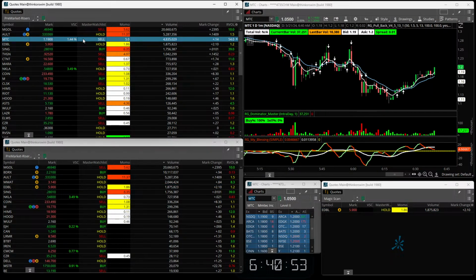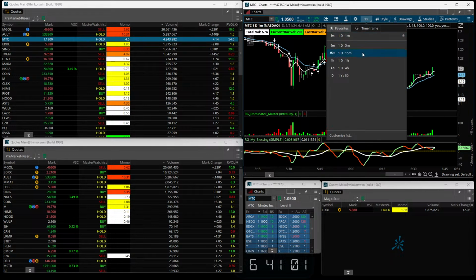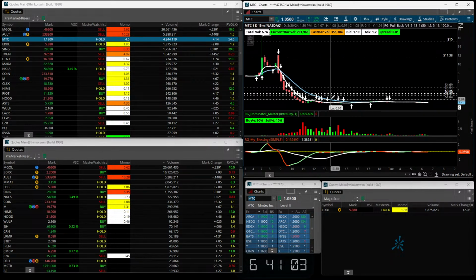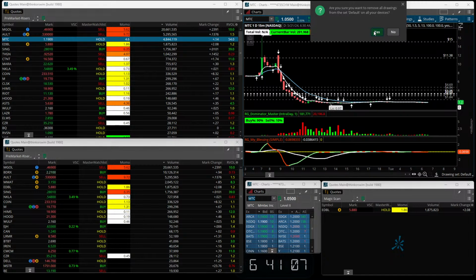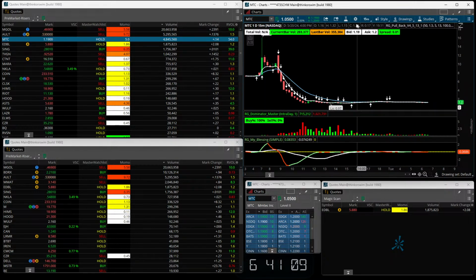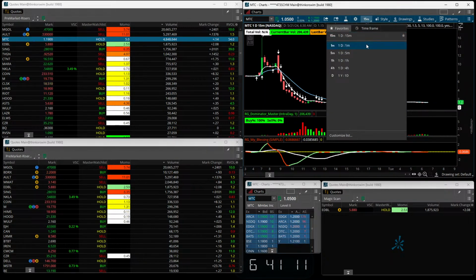MTC making a move. Cheaper stock, dollar stock, only paying pennies. Trying to come up off the bottom. Look at the bigger picture on this stock. Does not look promising. Let's clear the lines. So I would not be into this one at all.